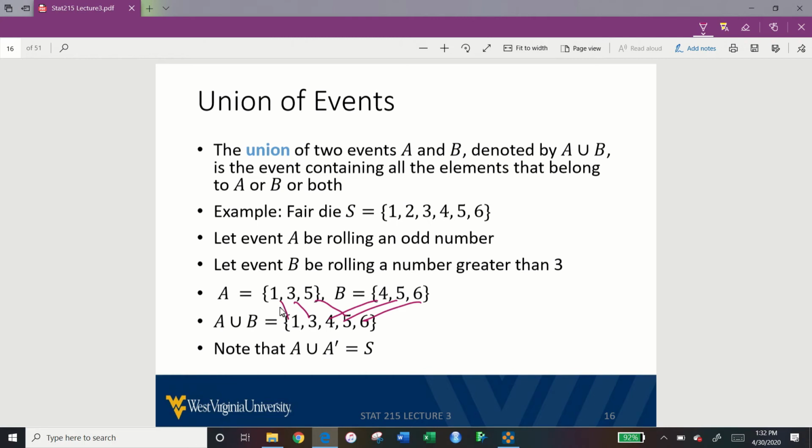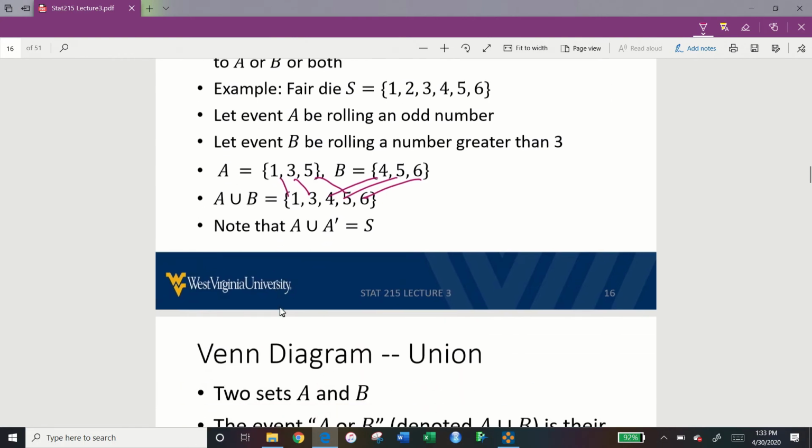Remember, union and intersection are not the same thing. Union contains all elements from both sets. Intersection just contains elements that are common in both. We can take a note at this point that the union of A and A complement is the entire sample space. That's kind of a nice rule to know.